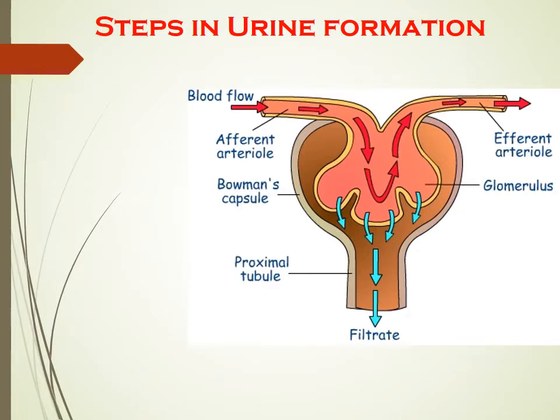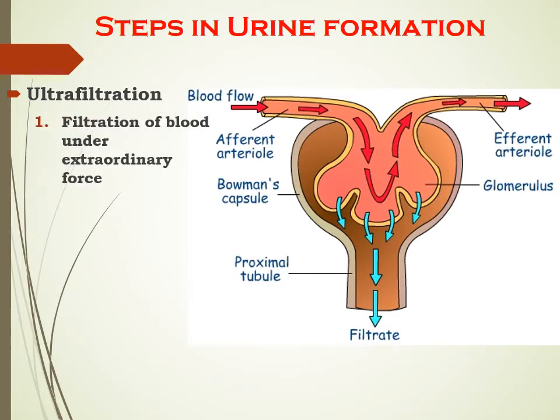Steps in urine formation, also known as the physiology of urine formation. It includes three important steps. Number one is ultrafiltration. Now, students, the first likely question from ultrafiltration is where it occurs and what is its definition. So the definition is right now in front of your screen. It is the filtration of blood under extraordinary force.